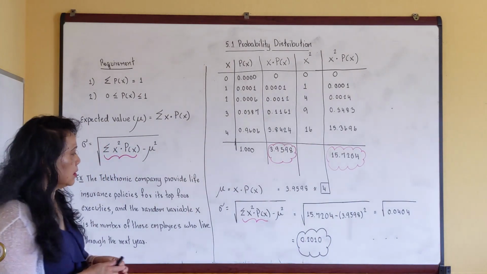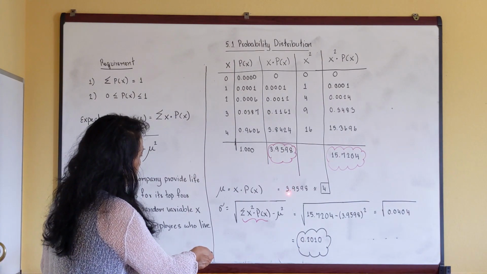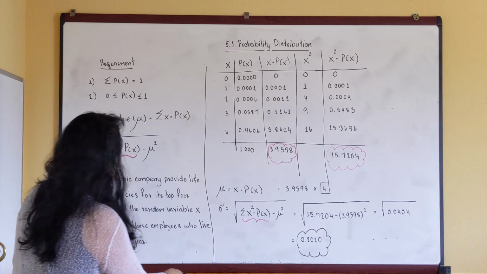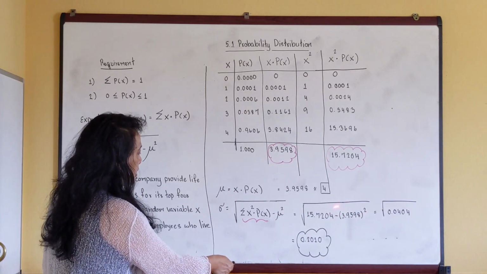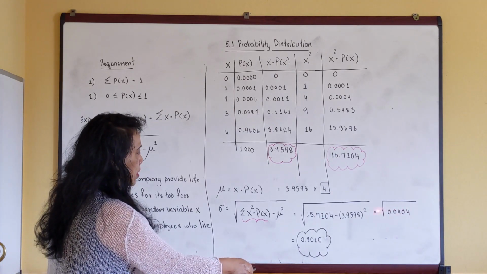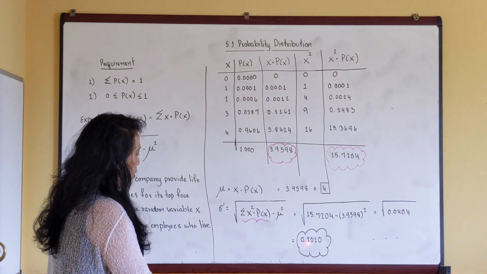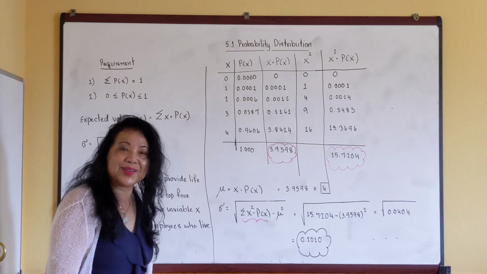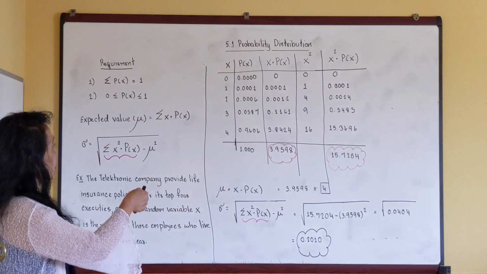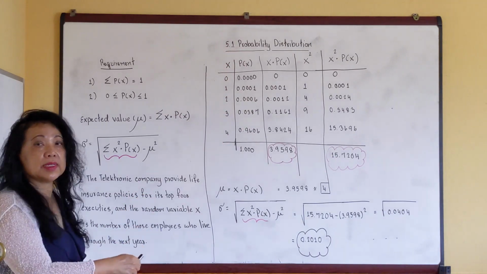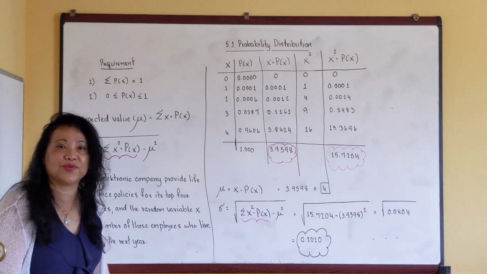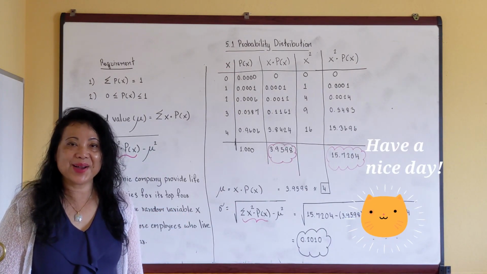Minus mu. I calculated the mu already, the expected value, which is 3.9598. You square this, because the formula says square, and subtract it from 15.7204. Then you get this number, take the root, and the answer is 0.2010. So make sure you know how to find the mean and standard deviation. They should give you the X and its probability. All you need to do is extend the table and plug it into the formula. So I'll see you next time. Bye.